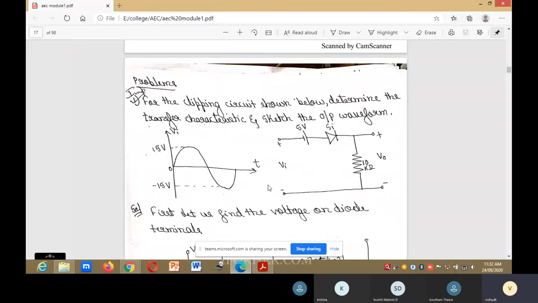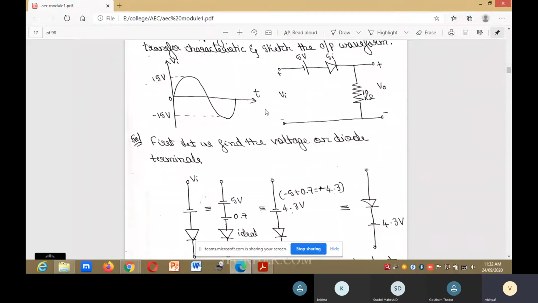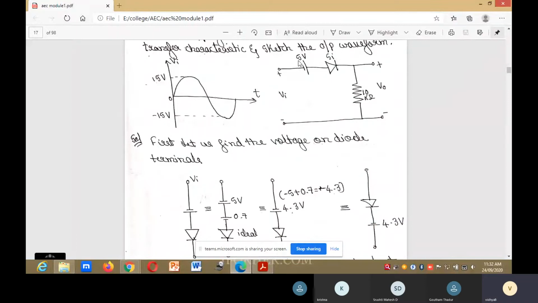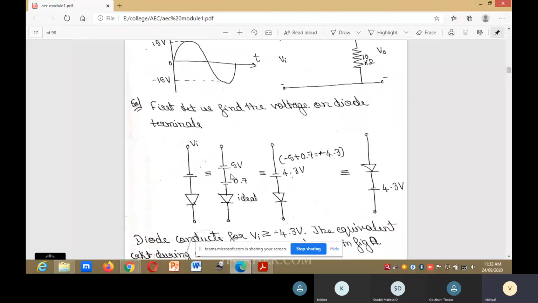This is the figure they have given with this question. We need to determine the transfer characteristics and the output waveform. First, analyze: they have given a silicon diode, that means a practical diode. We need to consider that silicon diode means you will get 0.7 value.